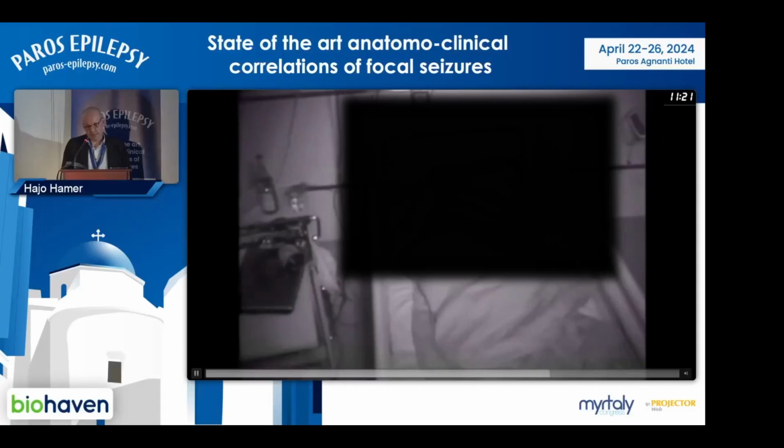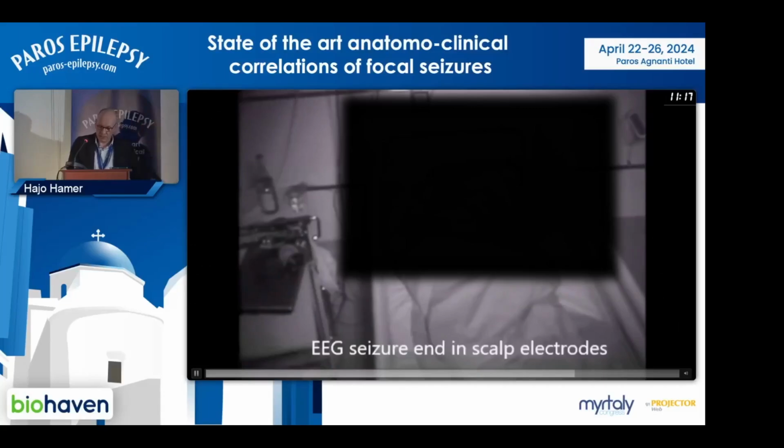Now he loses awareness. You hear some lip smacking. But it's in the end of the seizure.